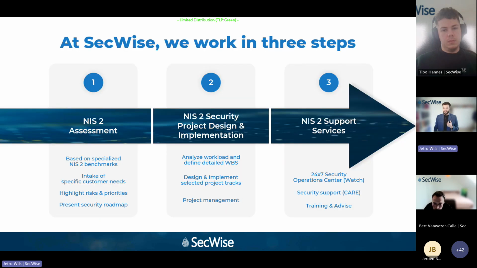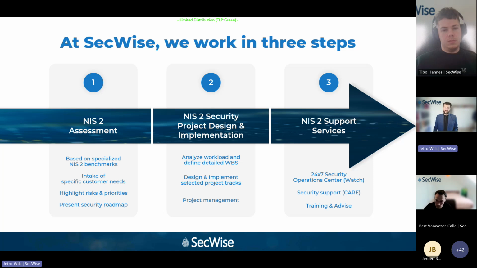Now at SecWise, what we do is we work in 3 steps. First of all, we do a NIS2 assessment. So you say, hey, we need some help here. SecWise, can you join and do an assessment? It takes 2-3 weeks, give or take. And then you have a roadmap. You know exactly your strengths and weaknesses. It's a fit-gap analysis. And then we make a nice plan that you can follow.